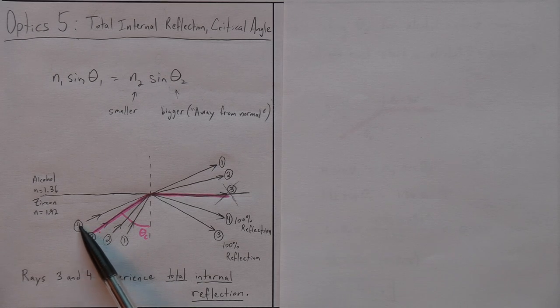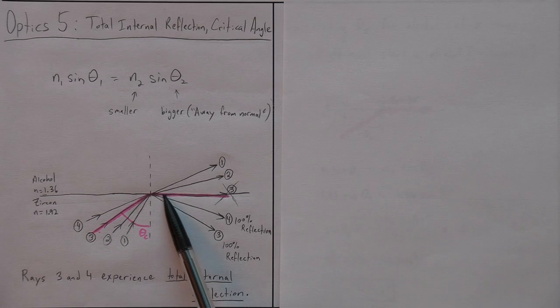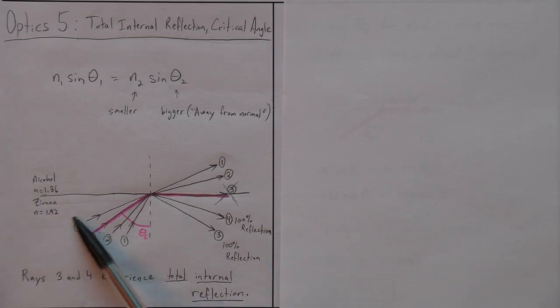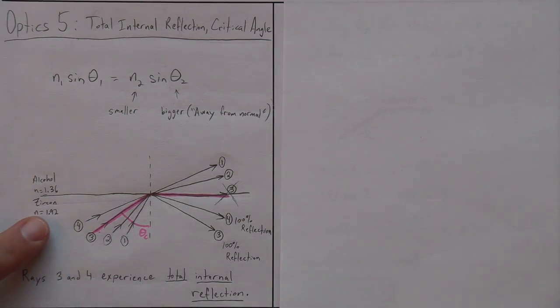And if you go at an angle greater than this, what we call the critical angle, beyond that angle you keep getting 100% reflection. So this is ray 4. We could draw ray 5, and 100% of the light would stay in the zircon, none going into the alcohol. So rays 3 and 4 experience what we call total internal reflection. The light is trapped in the higher index.